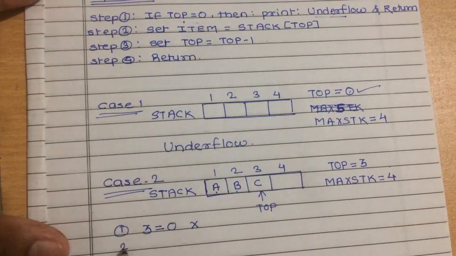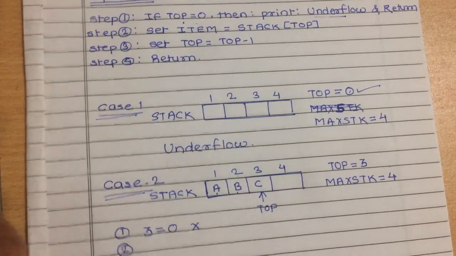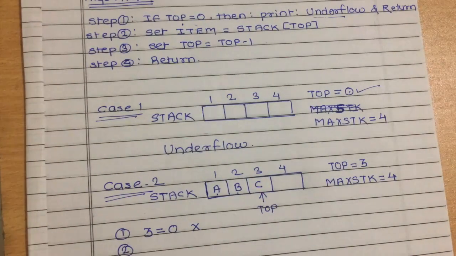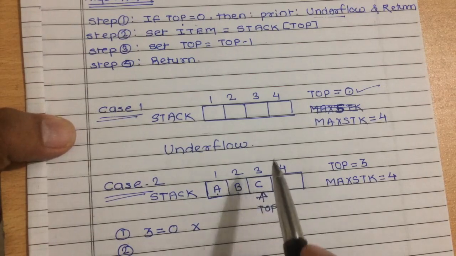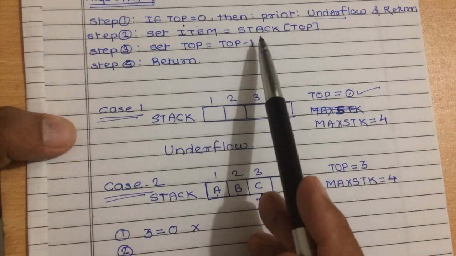So control will come over to the second statement. What is that second statement? Set item is equal to stack of top. As we know, whatever insertion and deletion is carried out is from one end, that is from the top end. So while deleting any element from the stack, we have to remove the top element which is present at the top location. So here first we have to remove the element which is present at the top location, that is we have to remove C. So that's why I have written over here stack of top.